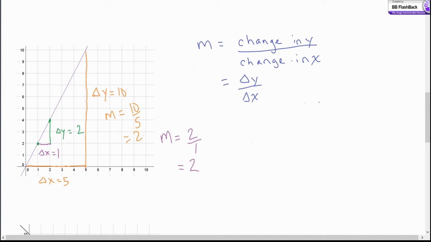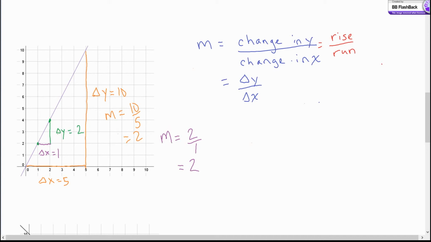Now, one more thing I want to add here. Change in y over change in x. We also call this the rise over the run. The rise, that makes a lot of sense. Notice how we did these lines going up and down. We said it's going up by this much. So rising, that makes sense.